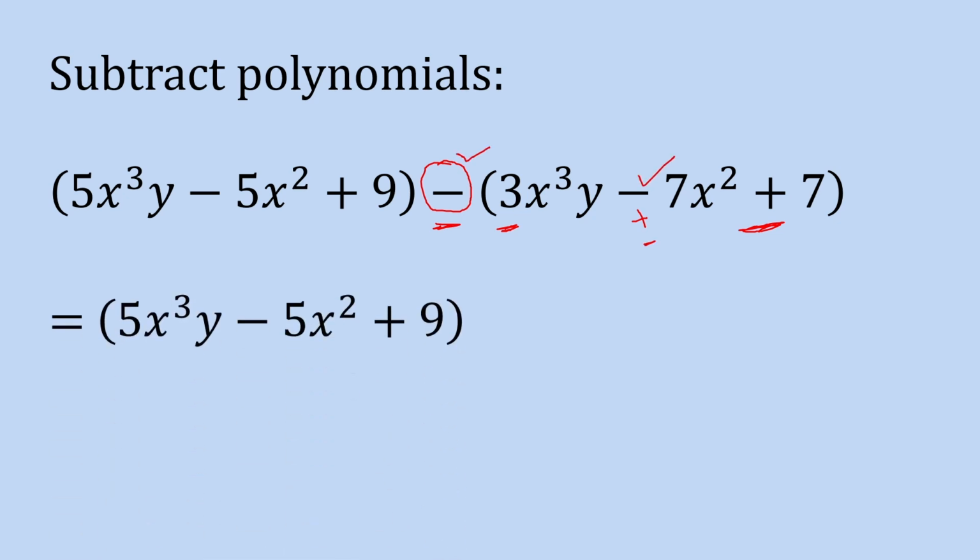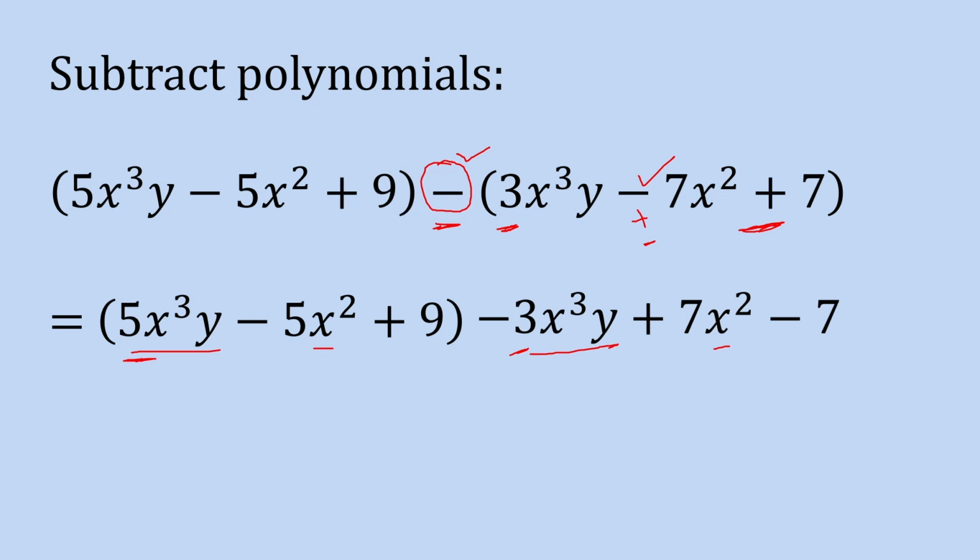So the next step is 5x^3y minus 5x^2 plus 9, the same as above, minus 3x^3y plus 7x^2 minus 7. So here we can see this one and this one are like terms. Here x^2, here also x^2. So 5 minus 3 is equal to 2.